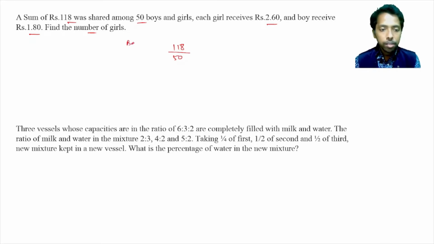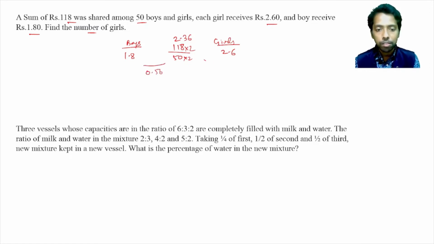Now this is the boys side, this is the girls side. Girls receive 2.6. What are the boys receiving? That is 1.8. Just multiply the total by 2 to get 100, so the average is 2.36. Now 2.6, 2.36, 1.8. This difference is 0.56. This difference is 0.24.